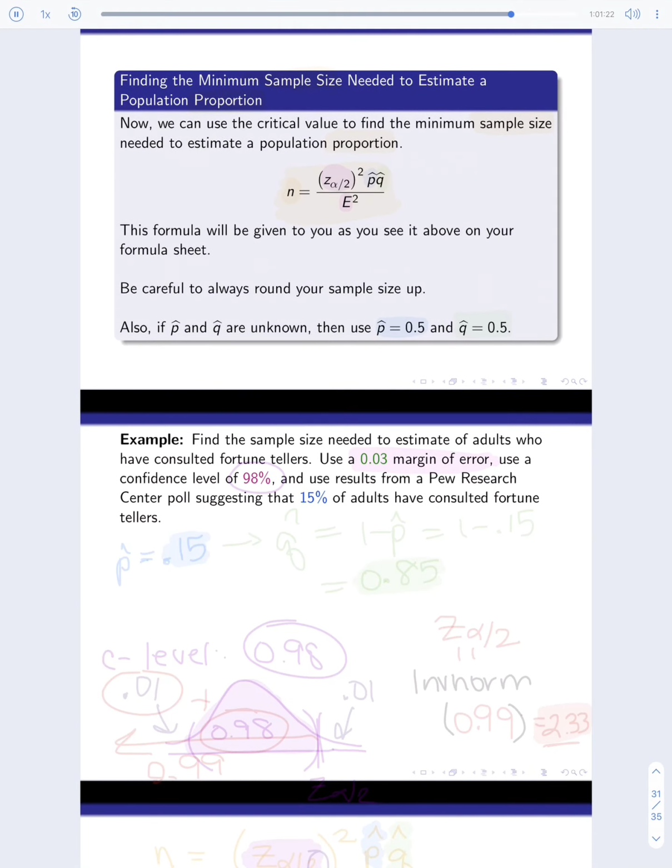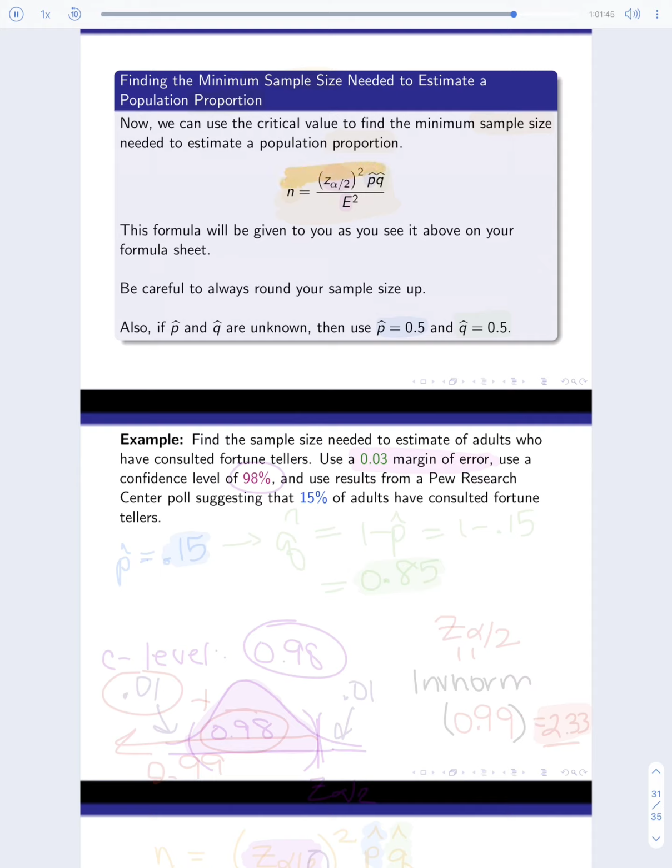Last thing that we're going to do is use a special formula to find the minimum sample size needed for a population proportion. So when we're asked to find a minimum sample size, what we're going to be using is this formula. But we're only going to be using this formula if we have a proportion.